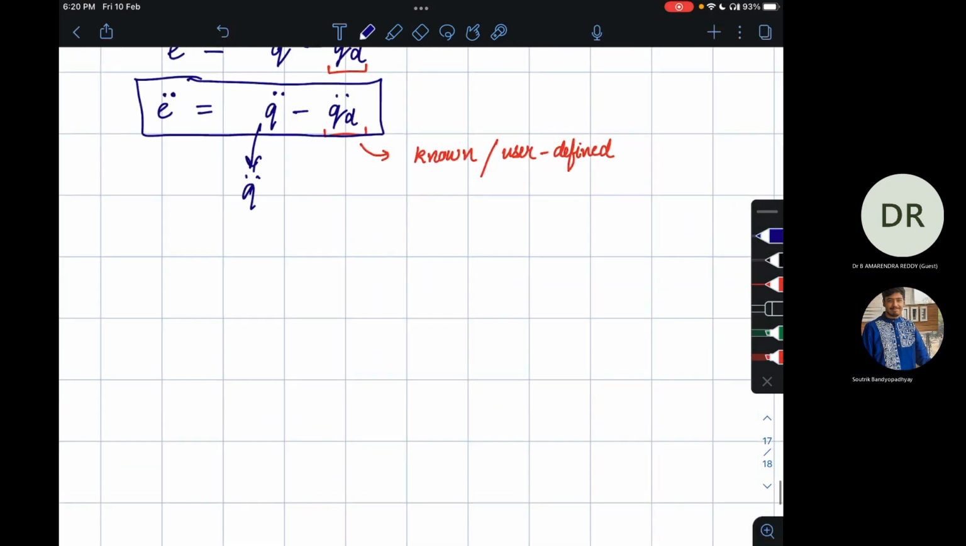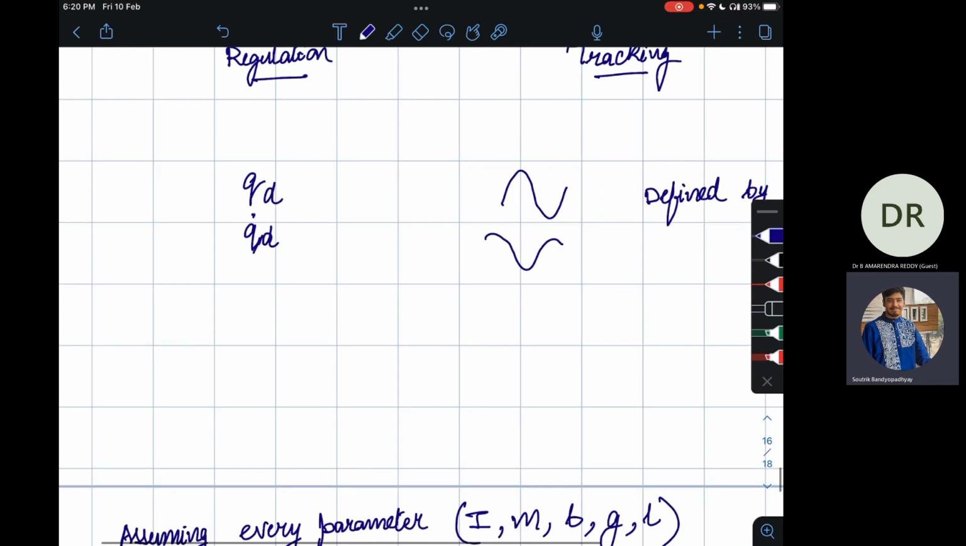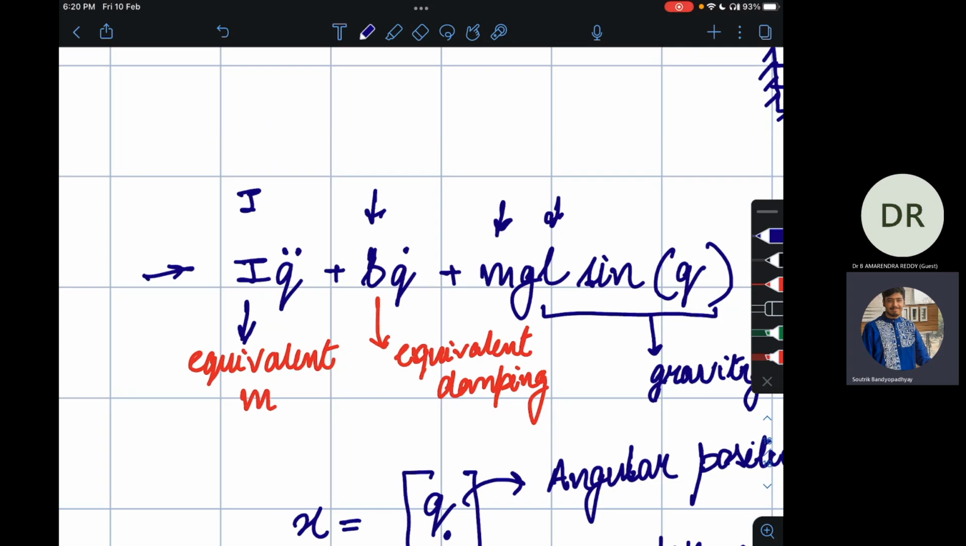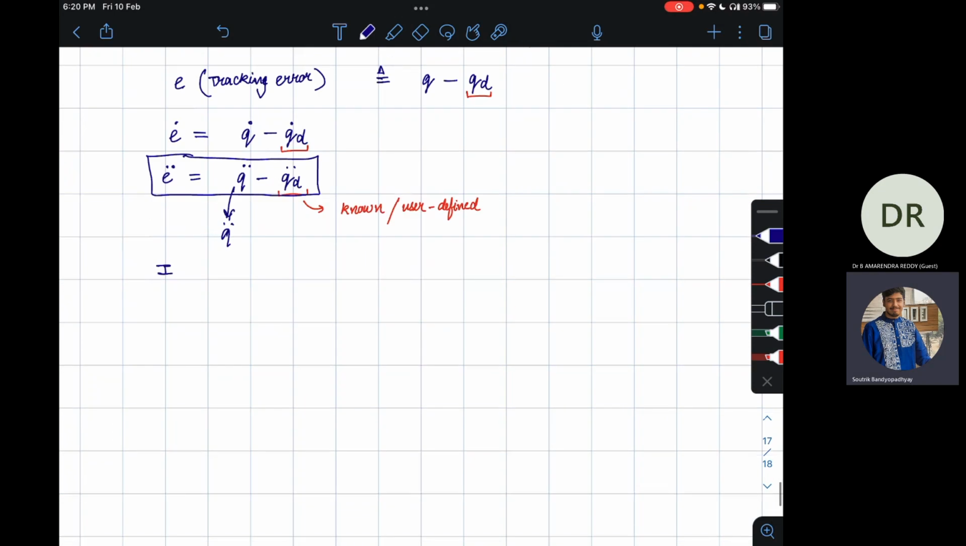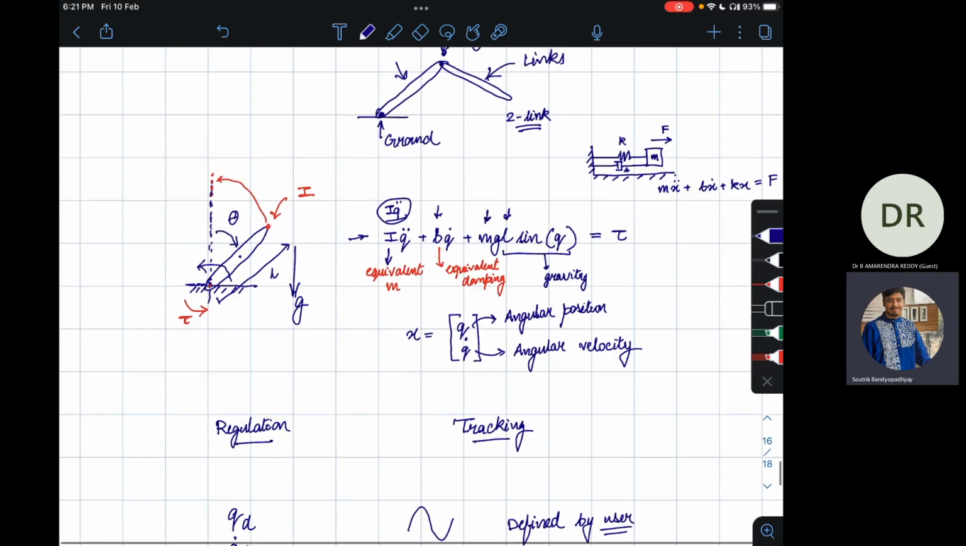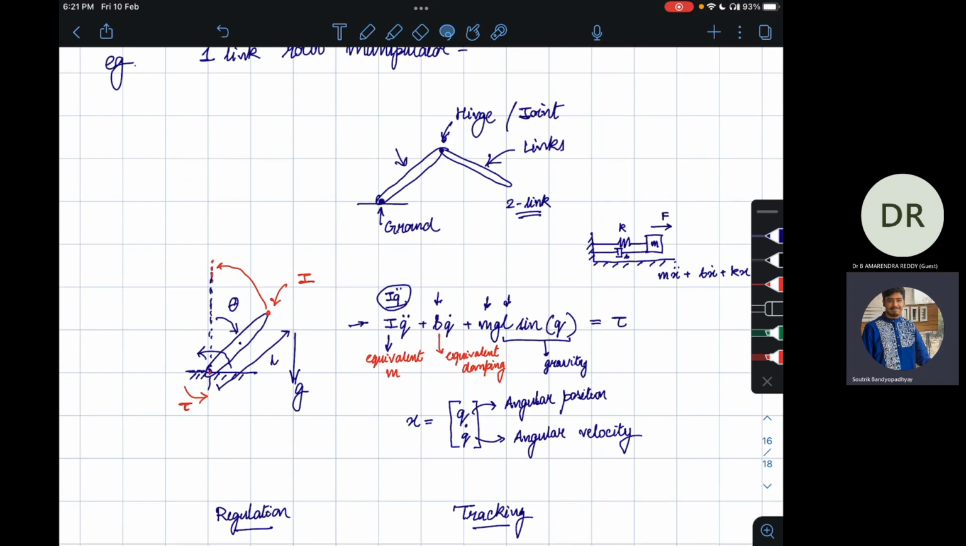Now what we do is we multiply both sides by the moment of inertia, because our original dynamics contained this term I into q double dot, right? So we multiply both sides by I, or the moment of inertia, and we obtain I q double dot minus I q desired double dot, right? Now what we can do is we can substitute this entire dynamics into this.